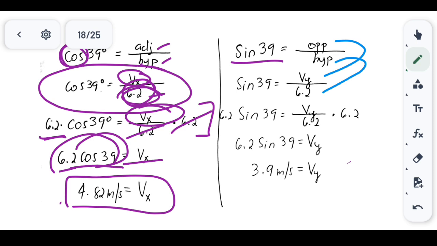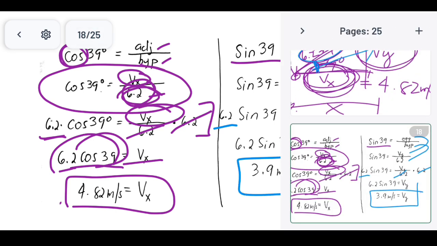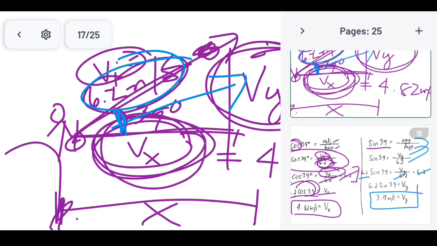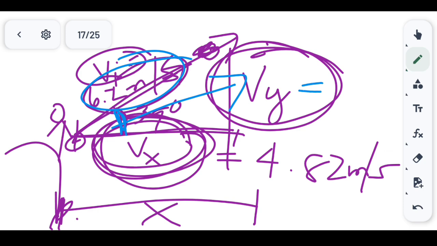So, you have to multiply both sides by the denominator to eliminate that. Multiplying both sides, you will be able to cancel numerator, denominator, and then multiply here as well. You are left with the final equation of 6.2 multiplied to sine 39 is equivalent to the value of v sub y. So, kapag multiply mo ito sa calculator mo, you will have 3.9 meters per second. This is your component y. Sulat ko lang dito, no? Ang value ng y natin ay 3.9 meters per second.